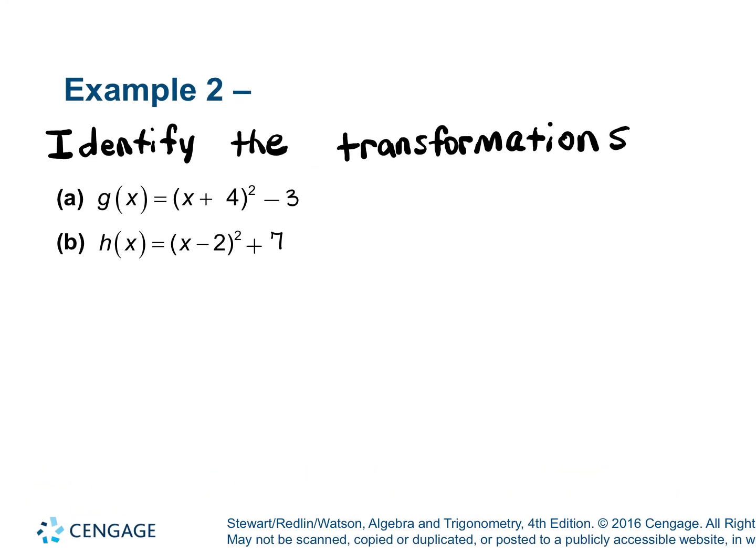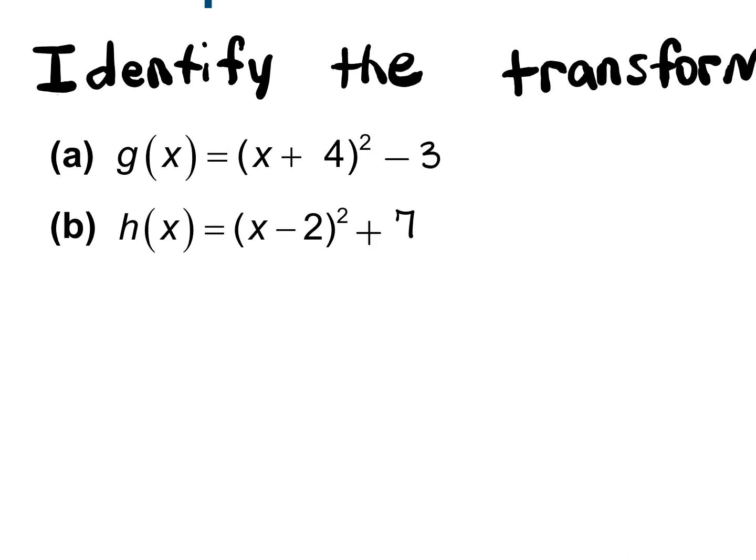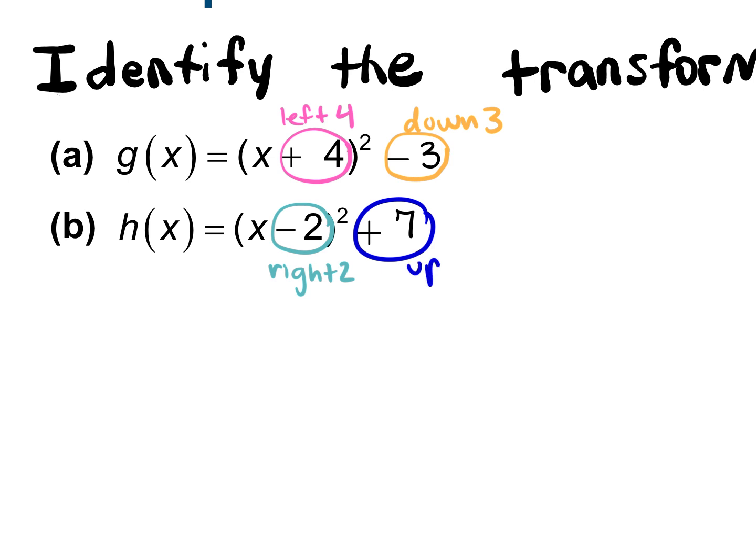All right, example 2, same thing, we're identifying our transformations for A. When we add 4 on the inside, what direction does that move our graph? To the left 4. Plus is to the left. When we subtract 3 on the outside, which direction does that move our graph? Down 3, perfect. For B, when we subtract 2 on the inside, what direction does that move our graph? Right 2. And then when we add 7 on the outside, it moves up 7.